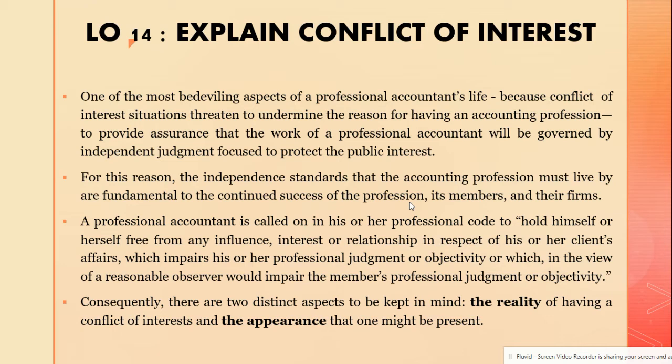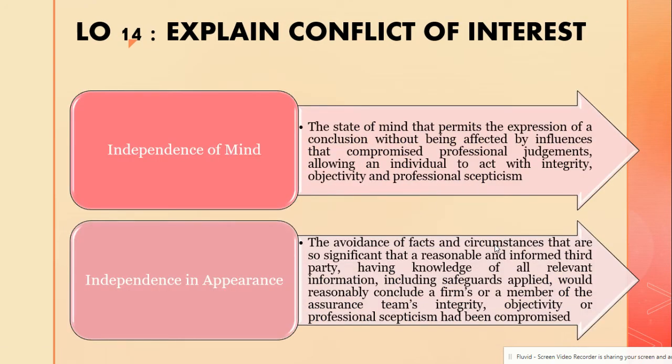Okay, consequently, there are two distinct aspects to be kept in mind: the reality of having a conflict of interest and the appearance that one might be present. Okay, this leads to the two types of independence, what we call independence of mind and independence in appearance. So yang ini sebenarnya kita belajar dah dalam audit.